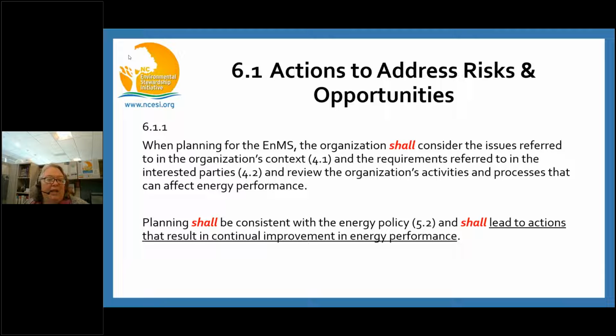Your planning shall be consistent with the energy policy and shall lead to actions that result in continual improvement in your energy performance. All right, so basically this is saying that you're going to do what you say you're going to do, right? You're not just putting this down on paper and then letting it sit on a shelf. You're actually going to act on what you are developing here.